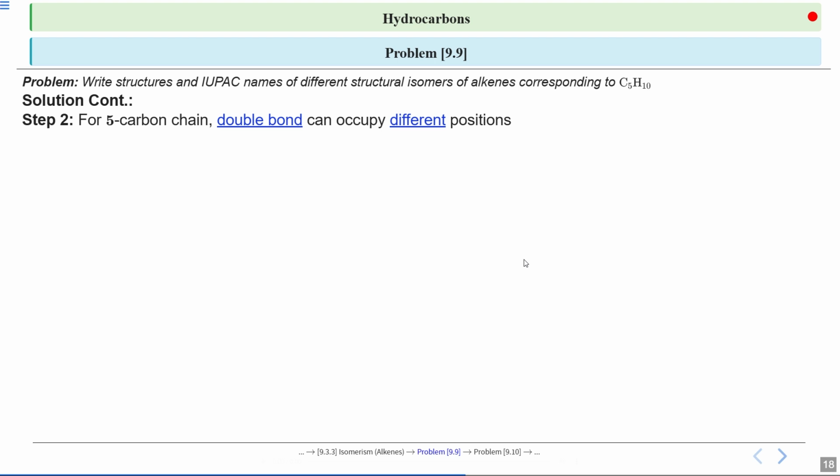For a 5 carbon chain, the double bond can be placed in different positions. This is important because the position of the double bond affects the name and properties of alkenes. So if you are changing the position, the first structural isomer revealed is pent-1-ene. So this is the starting one. This structure has the double bond between the first and second carbon atom. The name pent-1-ene indicates a 5 carbon chain with a double bond starting at the first carbon.